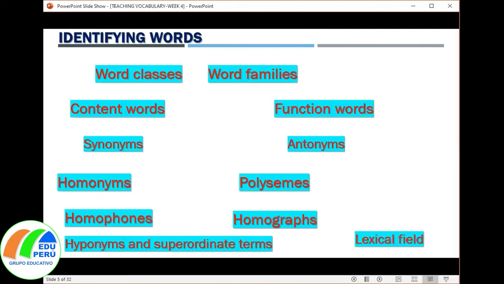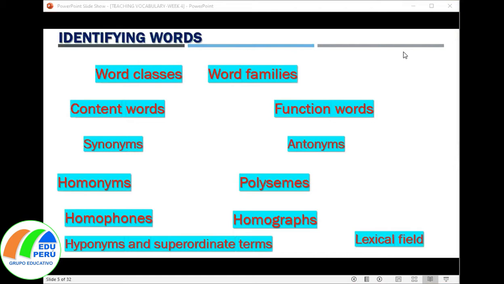And what about the function words? Words that contribute to the grammatical function. Yes, that's it. They just have a grammatical function inside a sentence. They serve us to connect the content words. These are the function words.